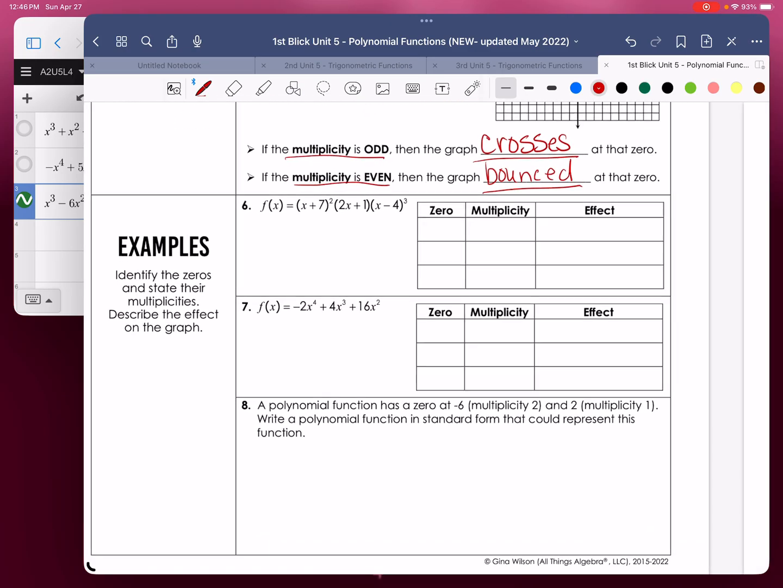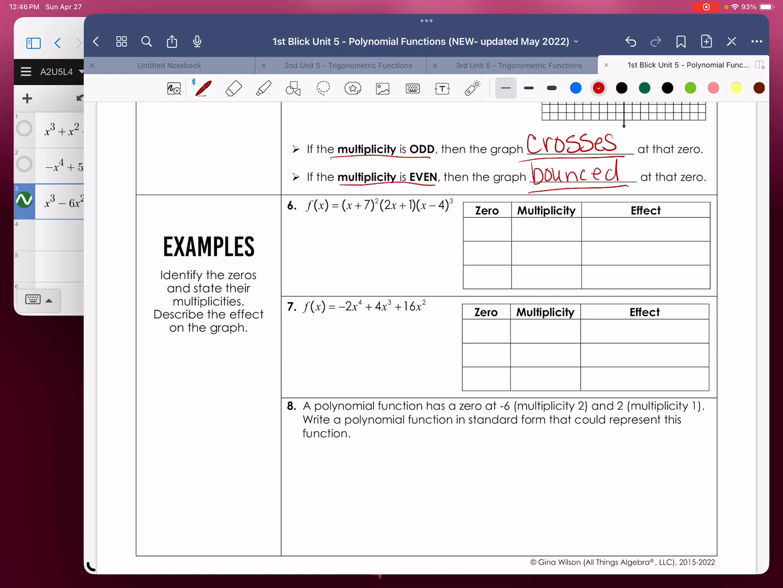Okay, let's slide down here and see if we can work some examples now. Number 6 is already given to us in factored form, so all we need to do is find the zeros. Now, if you need to, you can take each one of the factors and you can set it equal to 0, and then you can solve it. So this one is going to be x is equal to negative 7. When you subtract 1 and then divide by 2, this is going to give you x is equal to negative 1/2. And then you got x equals 4 here. So our zeros are negative 7, negative 1/2, and 4.